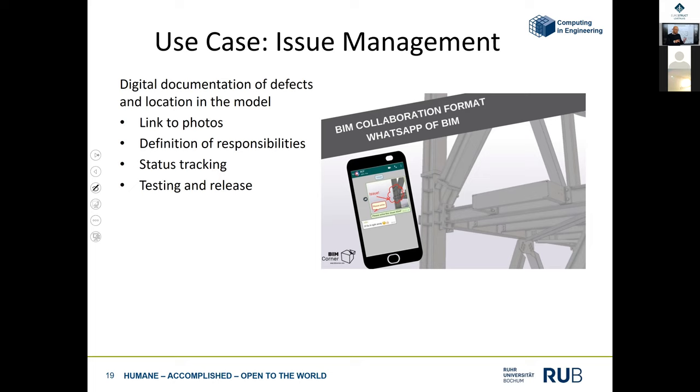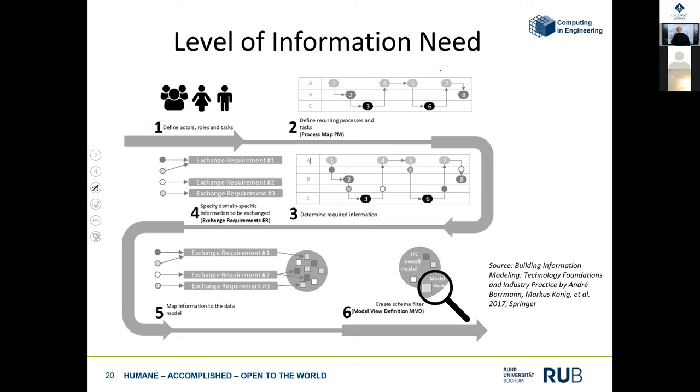However, as I mentioned before, for every use case we think about what the level of information need is. This is a new term. So we analyze and talk with people for each use case, maybe for issue management: what is the process, how we want to work together, where we exchange data between the participants. And then in the end, we have to find out what exactly we need.